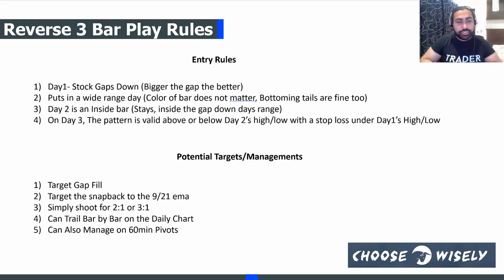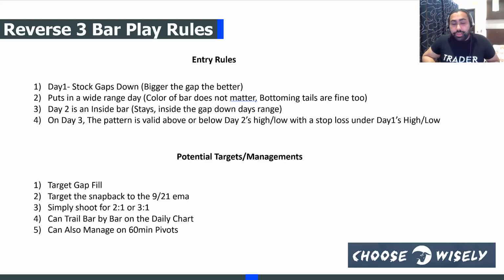So how do we manage this trade? There are a few different ways. One is, if you've got guts, you're just going to target the gap fill. That's the easy way to do it. You don't do anything. Either it fills the gap, or it stops you out. Now, this requires a lot of patience, and you might be in a trade for a few months sometimes. You could get big moves, but it could also be hard on your psychology holding on to that trade.